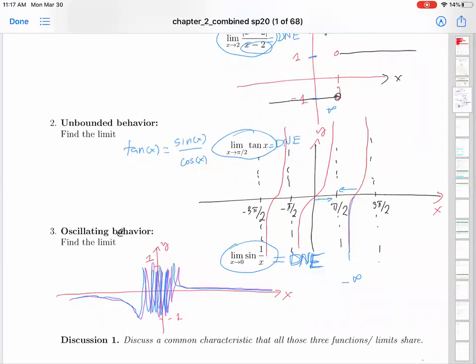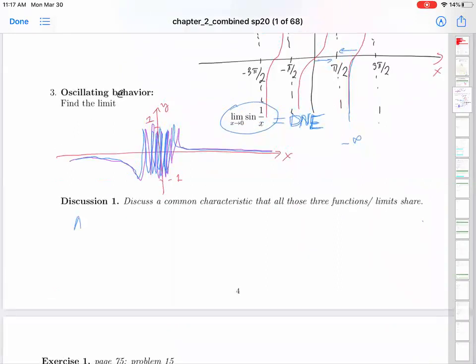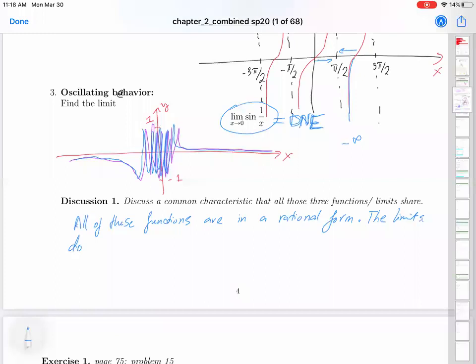Okay, so we can see that all of these functions are in a rational form. So the limit doesn't exist. Limits do not exist at points where those functions are undefined.